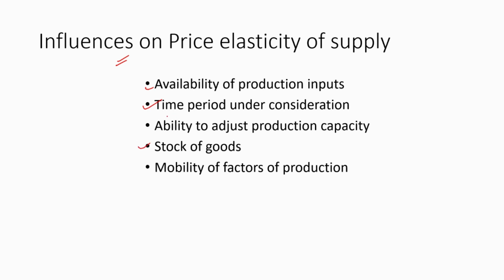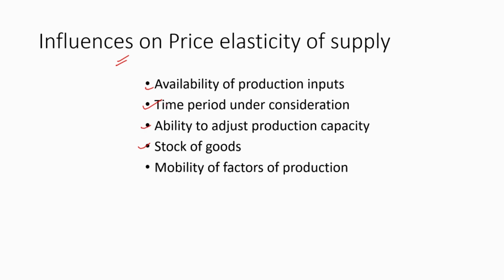The supply of goods may be more elastic if suppliers have a larger stock of goods available that can be sold in response to price changes. On the other hand, if suppliers have limited stock of goods, the supply may be relatively inelastic.